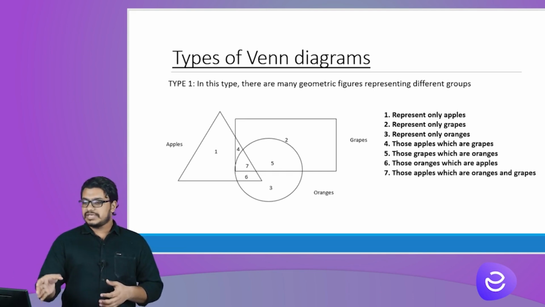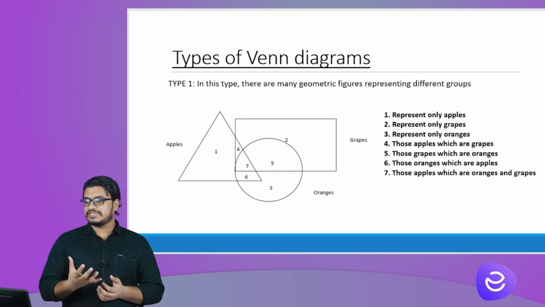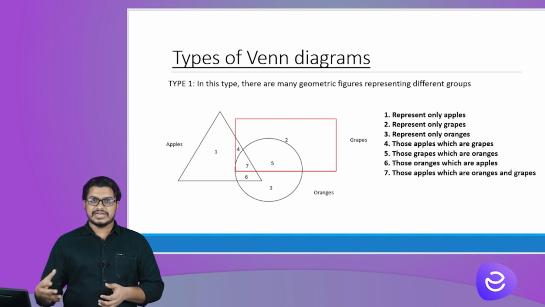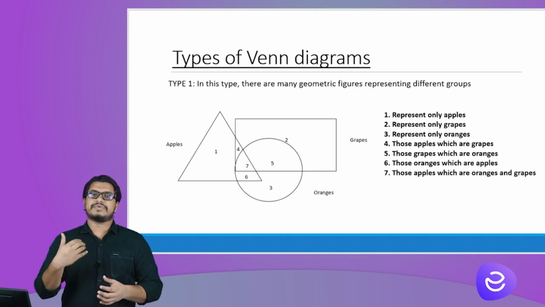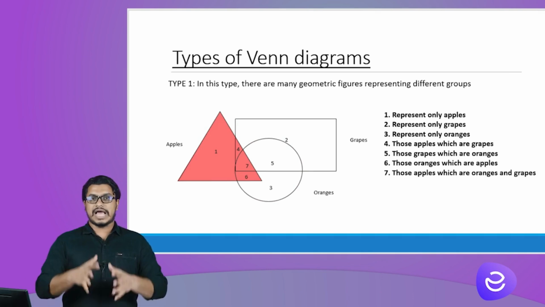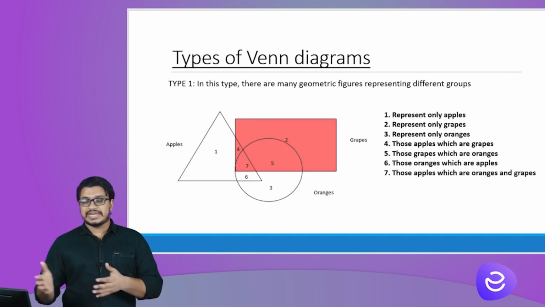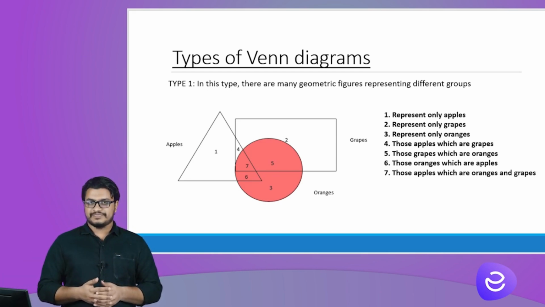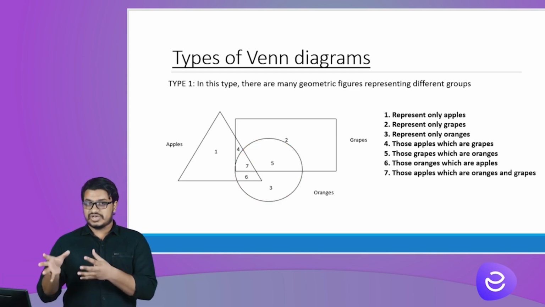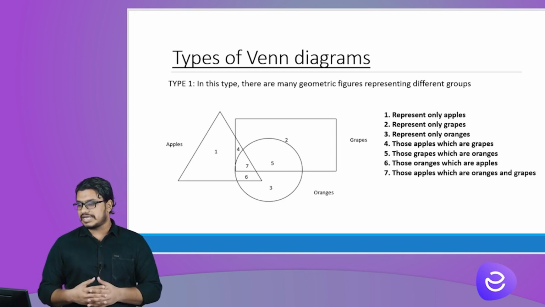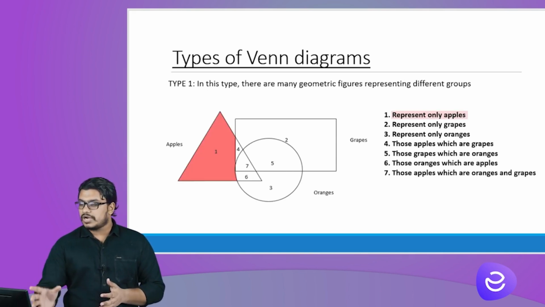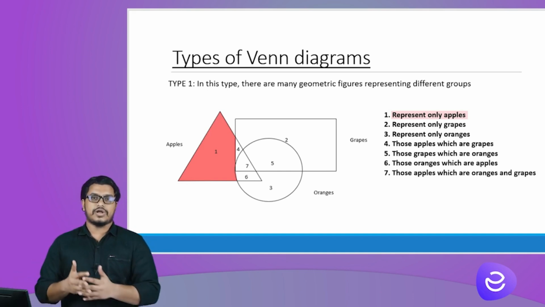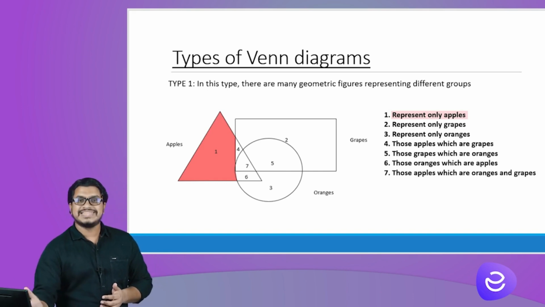So the first type is type 1. In this type there are many geometric figures representing different groups. So you can see a triangle, a rectangle, a circle and all, and these are representing different groups. For example, the triangle as a whole represents apples, the rectangle as a whole represents grapes, and the circle as a whole represents oranges. But the problem here is, if you know this, you can understand it. The number 1 only represents apples. It means that the number 1 does not represent the whole of the triangle. It represents only this part.